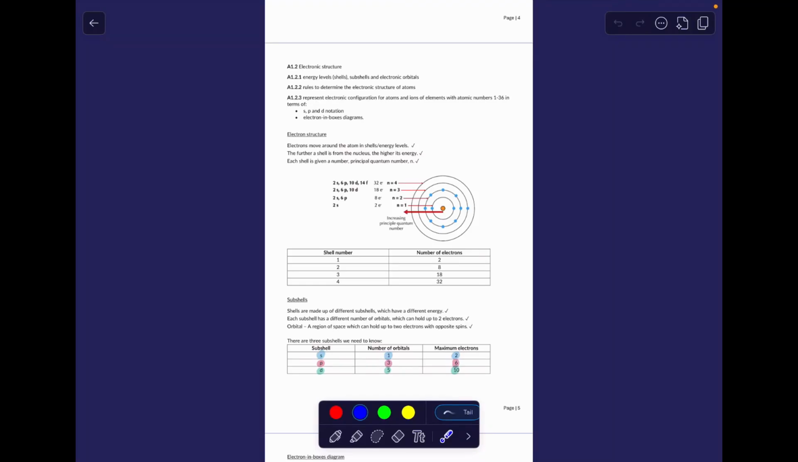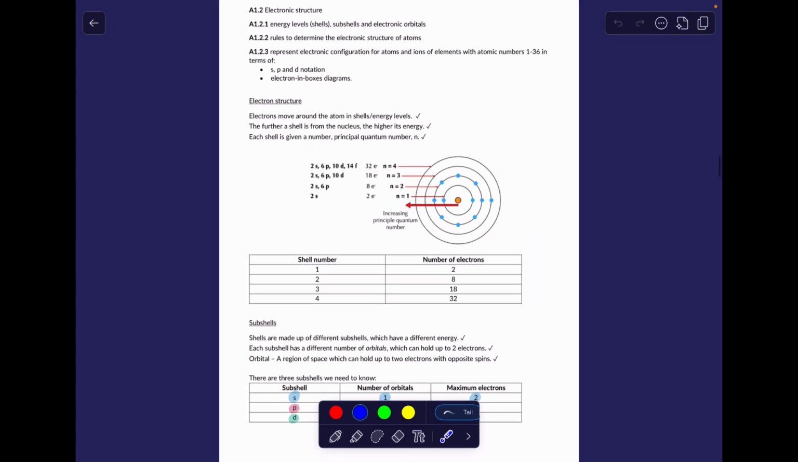Alright everyone, welcome to video 2 of the AAQ of Unit 2 Chemistry, and in this video we're going to cover quite a bit more. We're going to cover energy levels, which is our shells, subshells, electronic orbitals. We're going to show the rules for the electronic structure of the atoms and how to draw electron configuration from atoms 1 to 36. Let's start off by breaking down electronic structure first of all.